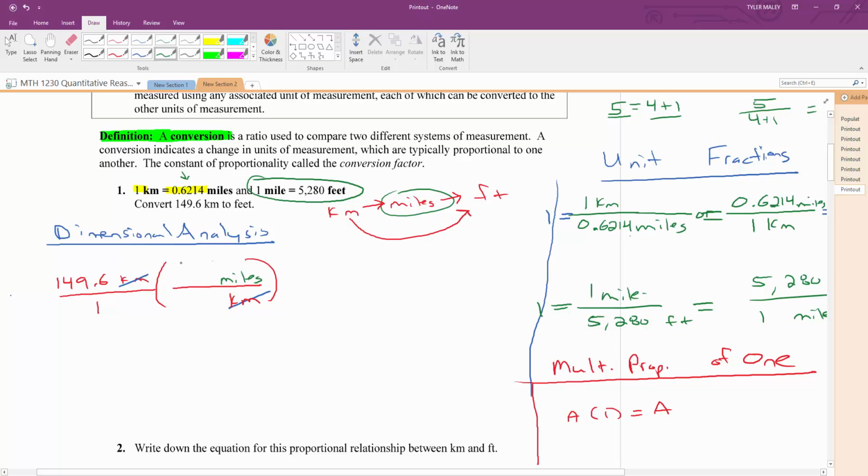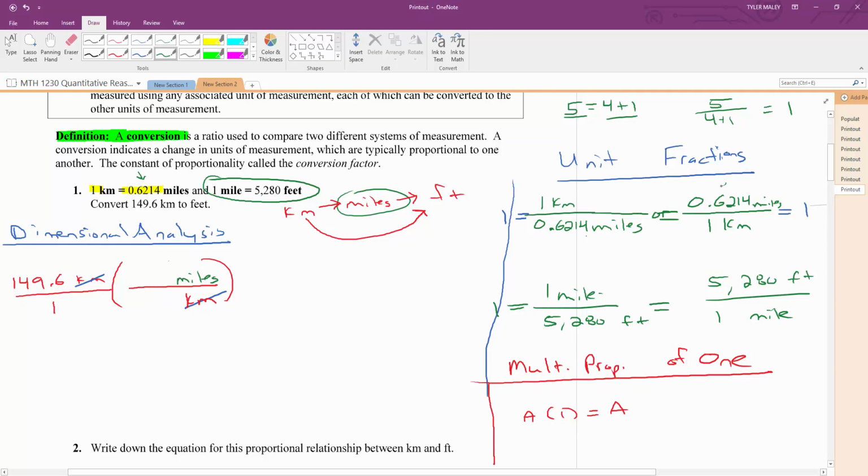So I need to fill in some numerical values here to make this work. If I look over here at my unit fractions, we want the one that has miles on the top and kilometers on the bottom, and that's this guy, right? So I can fill that in: 0.6214 and 1 kilometer. We know that they're equal.